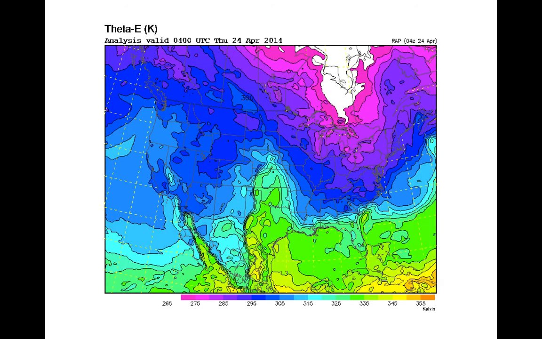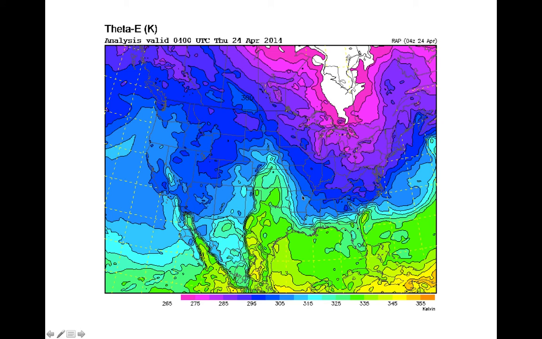At theta E, I couldn't pull a map back that far, so I got 4Z on the 24th, which is as close as I could get. You can see that this feature on theta E is probably more located with your dry line and not with your cold front. Your cold front is probably hanging back here in this weaker gradient, because right now this cold front isn't as strong as it will be within the next 12 hours.